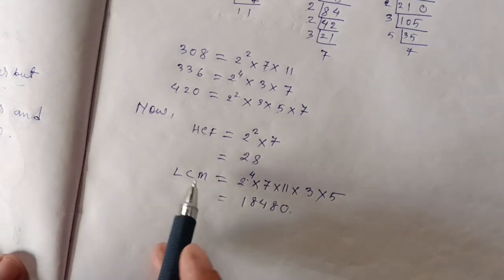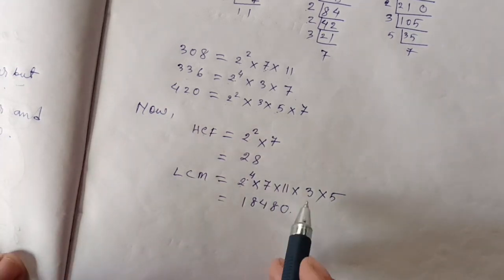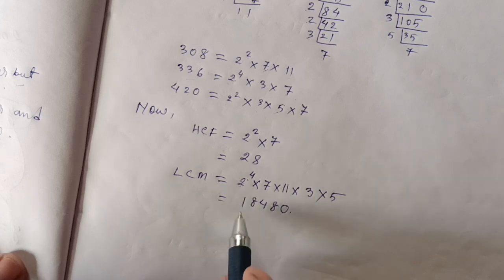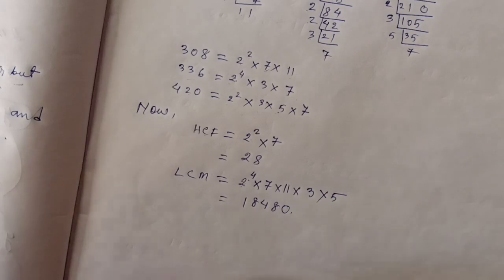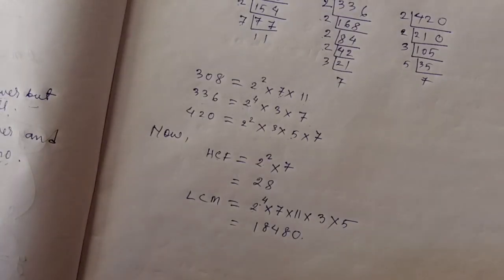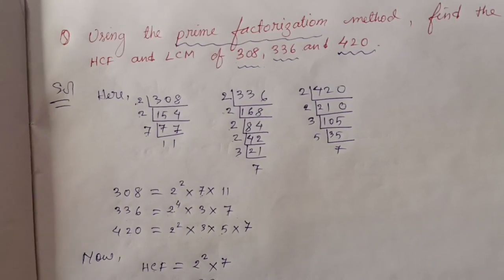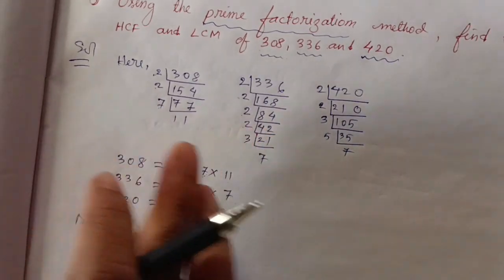Then for LCM, select the highest power. Then you also write the remaining numbers, then multiply all, then you will get 18480. So likewise we can easily solve such type of question.